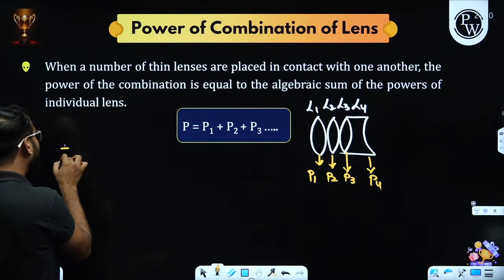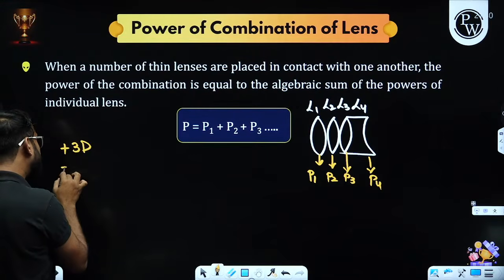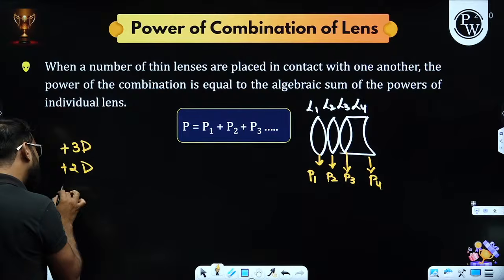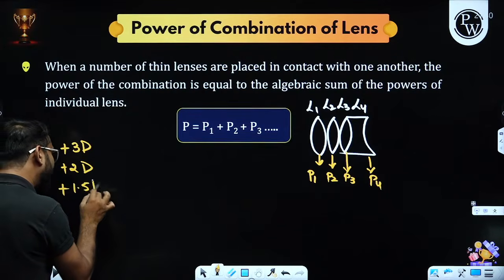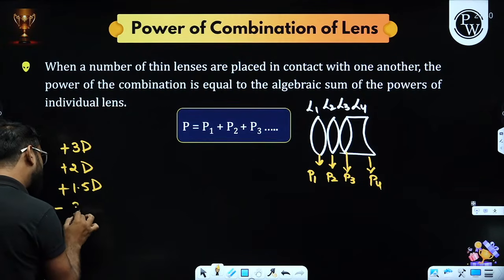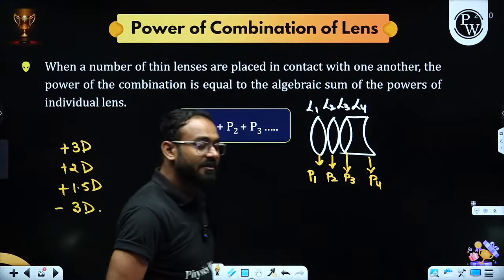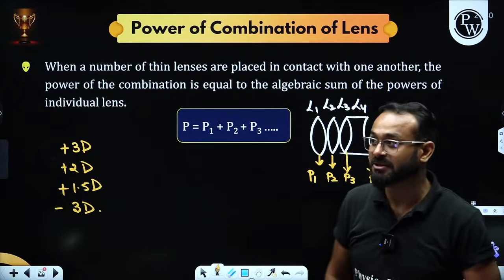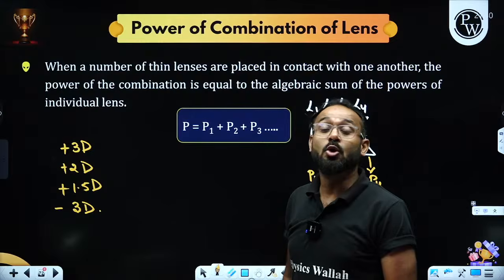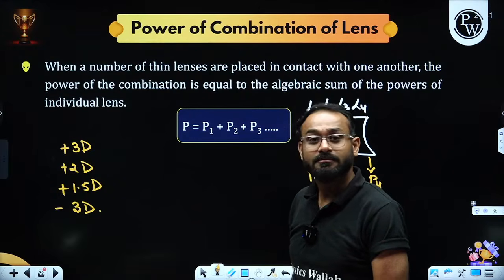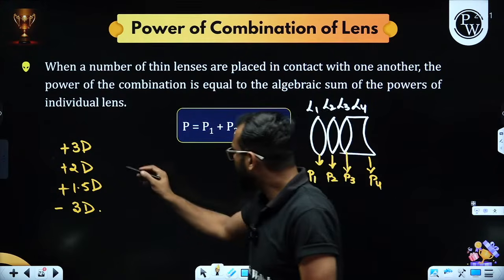Let's consider an example. If one of the lenses is plus 3 diopter, the second one is plus 2 diopter, the third one is plus 1.5 diopter, and the last one is minus 3 diopter. What will be the total power of this combination? Add them. What will you be getting?